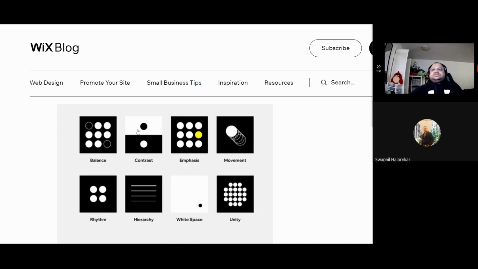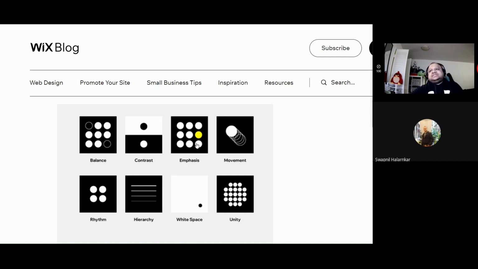Also, the composition should have contrast. Contrast in terms of color, contrast between the values, and a good composition, a good image, will have that also. And then there is emphasis.